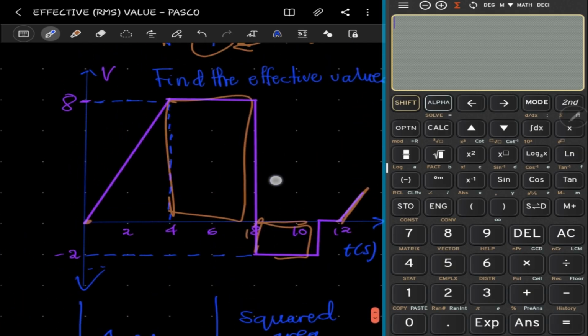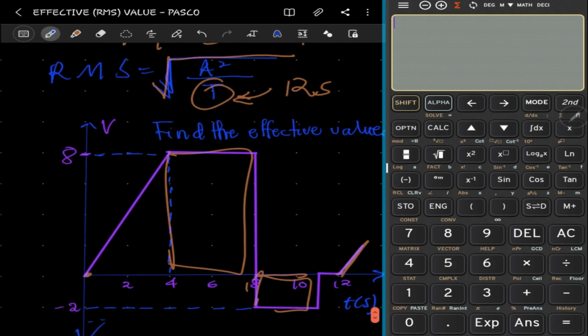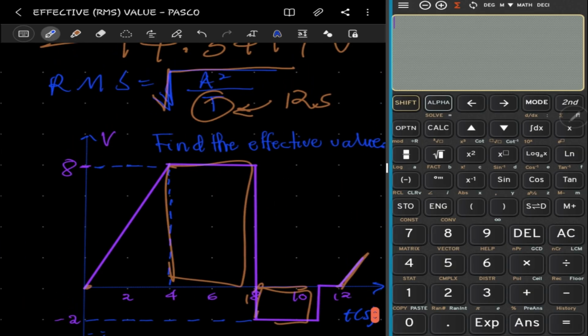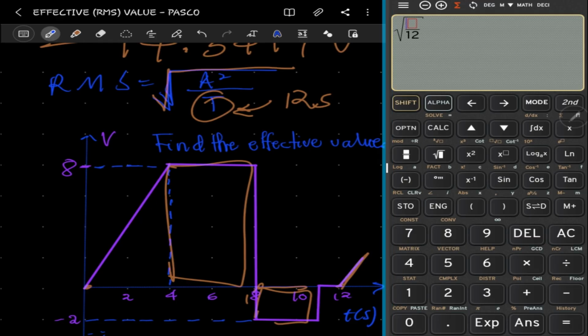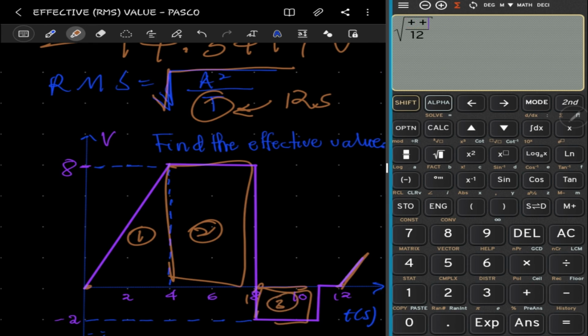Okay, so we are going to go straight into it. We know what we need to do already. We know the formula: it's the square root, and then the period at the bottom. We know the period now to be 12. And because we have a complex shape with three shapes here, we have to find the squared area under each. So that means adding three things.